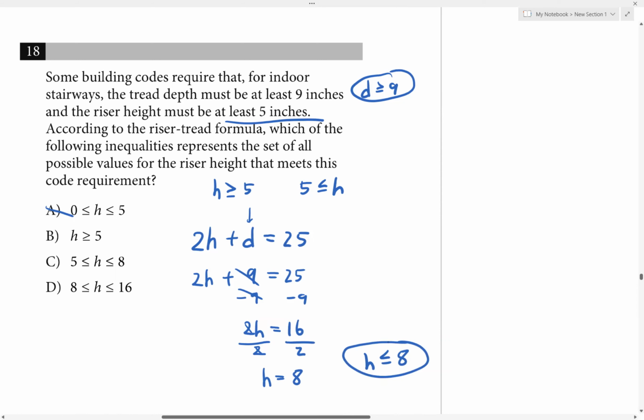And that will give us an upper limit. Okay, so h has to be greater than or equal to 5, but it should also be less than or equal to 8. So the only answer that contains that has to be letter C. Okay, so the h value should be between 5 and 8. And that should be our final answer for number 18.